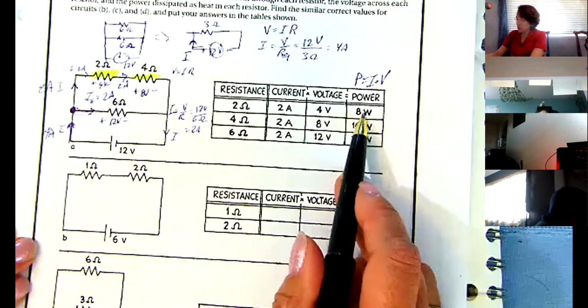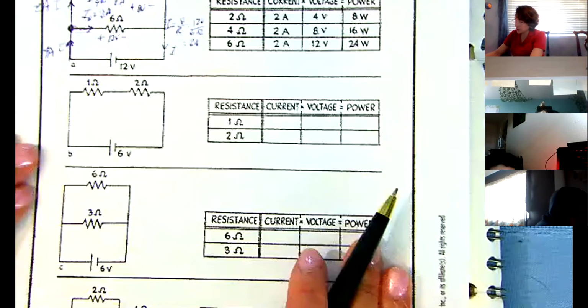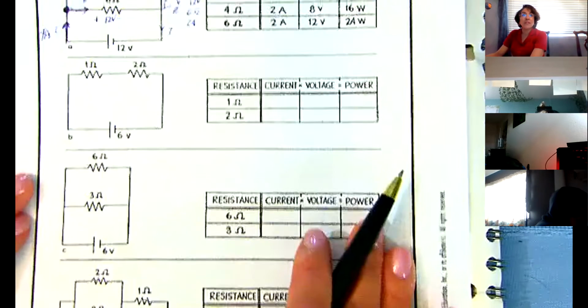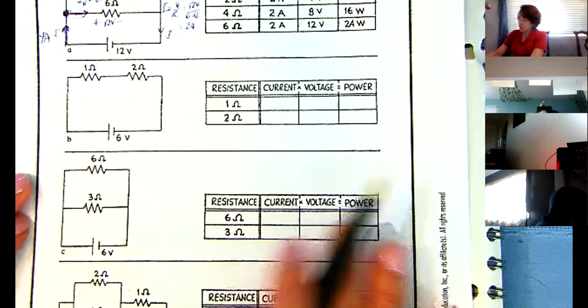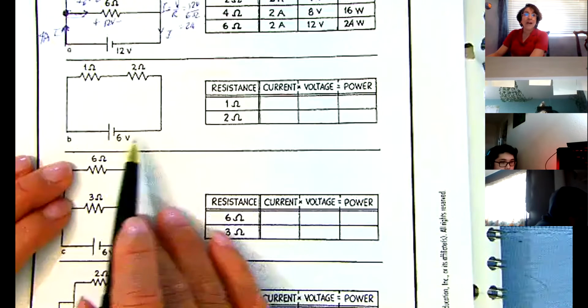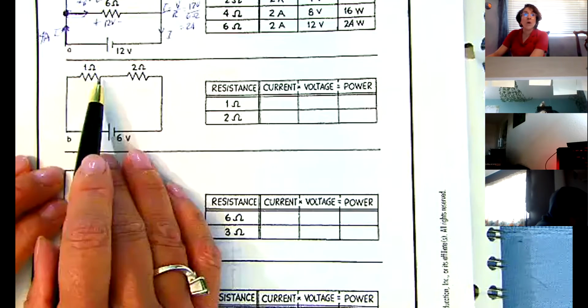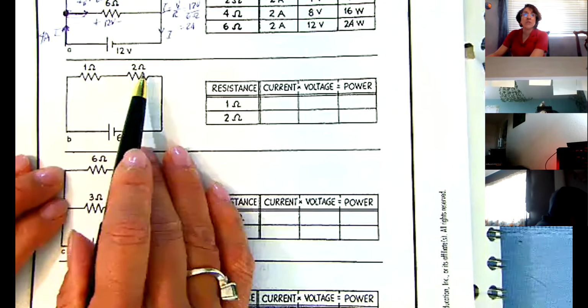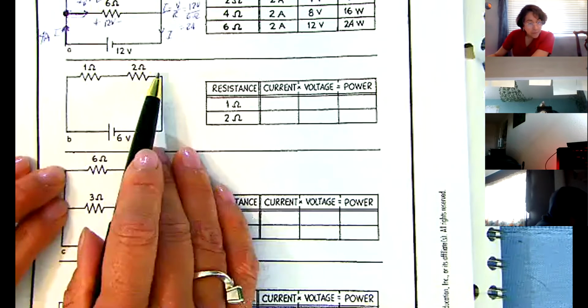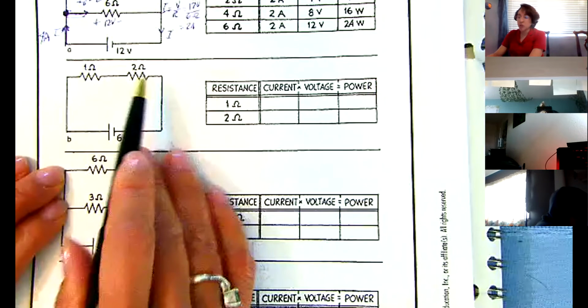Okay? So I really want to get you guys to get through this one. These are really simple circuits. Let's go to this one right here. I got a 6 volt battery connected to a 1 ohm resistor in series with a 2 ohm resistor. Let's see, Luis, what do I do first, Luis?